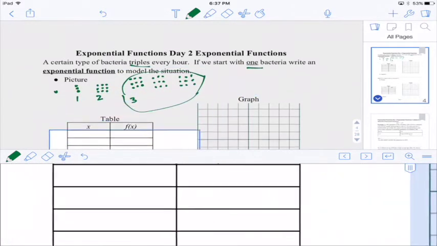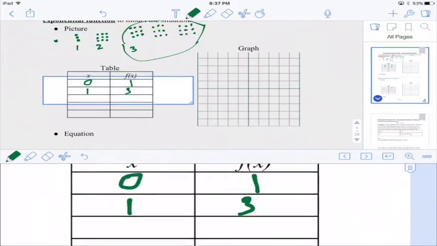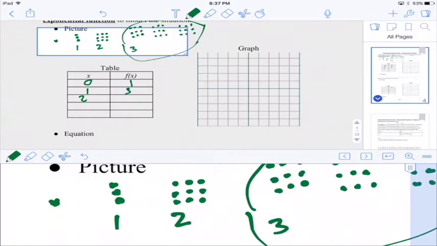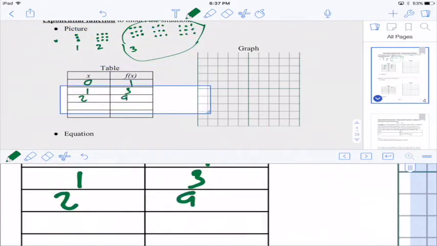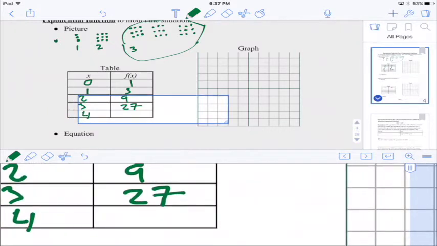So in our table, we can take what we know. At our 0th hour, we had 1 bacteria. That's what we started with. After 1 hour, it tripled and we had 3. After 2 hours, our 3 tripled into 9. At our third hour, our 9 tripled into 27. And after our fourth hour, well, we don't know, but everything's going to triple again.